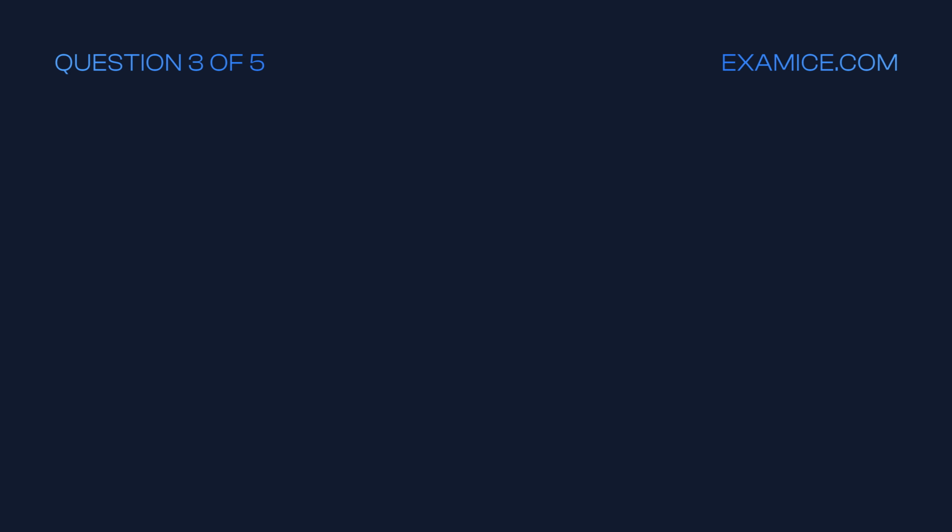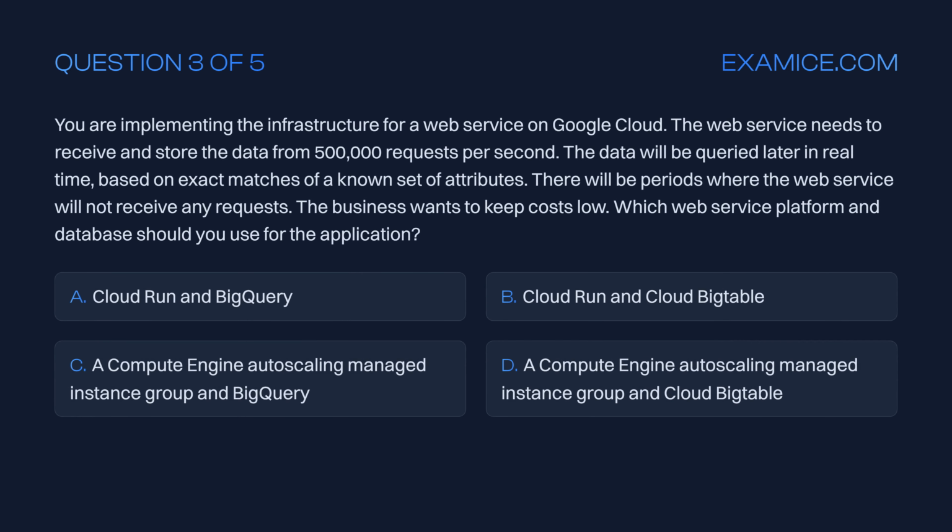Question 3. You are implementing the infrastructure for a web service on Google Cloud. The web service needs to receive and store the data from 500,000 requests per second. The data will be queried later in real time, based on exact matches of a known set of attributes. There will be periods where the web service will not receive any requests. The business wants to keep costs low. Which web service platform and database should you use for the application?